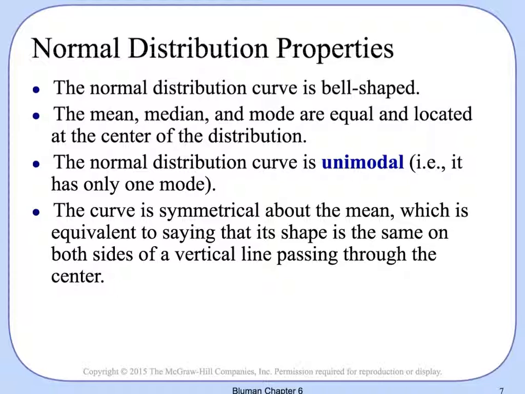Do we know the first one? A normal distribution has to be bell-shaped. Do we know that one? Okay, check. We know that one. All right, so we've already talked about that. I don't need to go over that again.